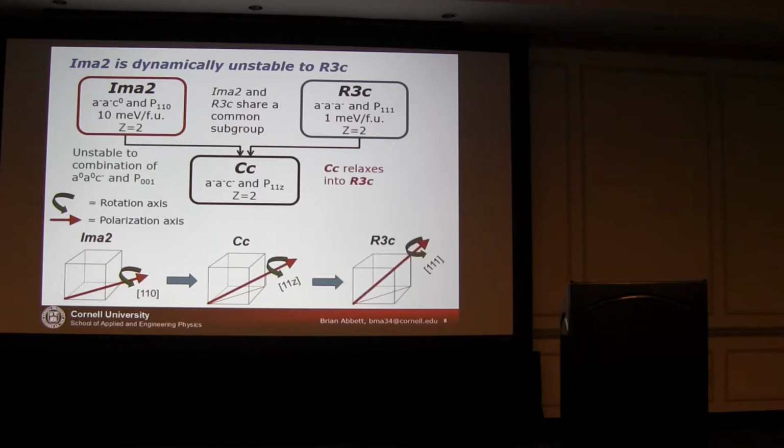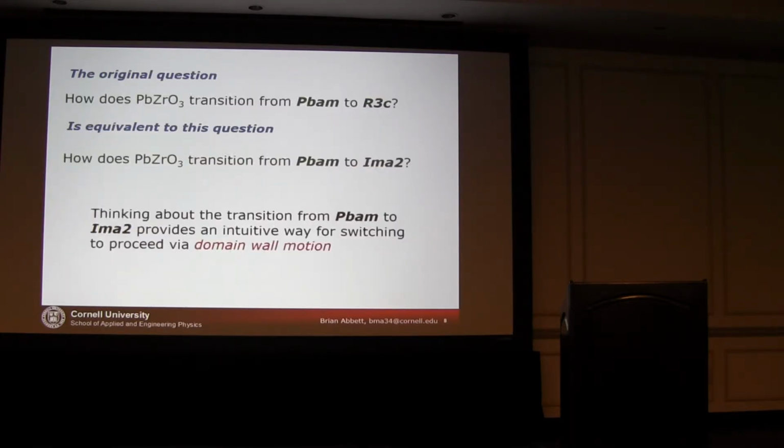At that point, they're free to rotate, and we find that when we fully relax them in the structure, both axes rotate up to 111, which raises the symmetry to R3C. So you can really think of IMA2 as being unstable to R3C. Which brings me back to my original question: how does lead zirconate transition from PbA to R3C?